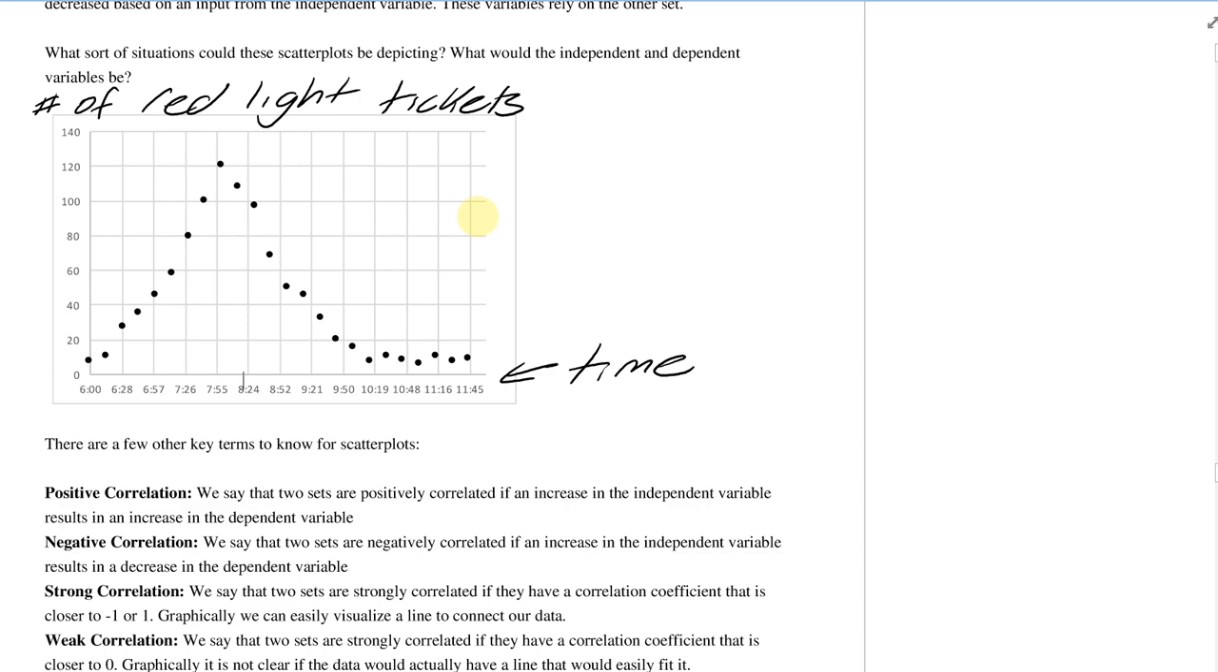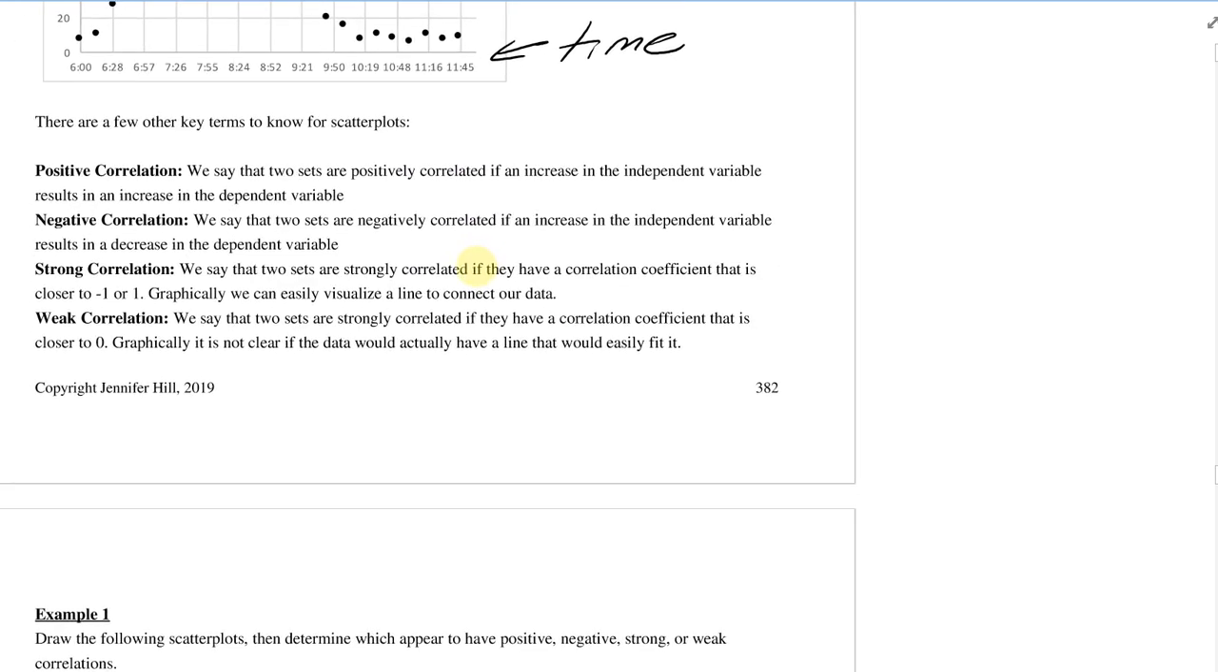Okay, so now let's talk about some other terms. Now we have the idea of positive correlation, which means that two sets are positively correlated if an increase in the independent variable results in an increase in the dependent variable. They are negatively correlated if the increase in the independent variable results in a decrease. I'll tell you more about what those mean in a second.